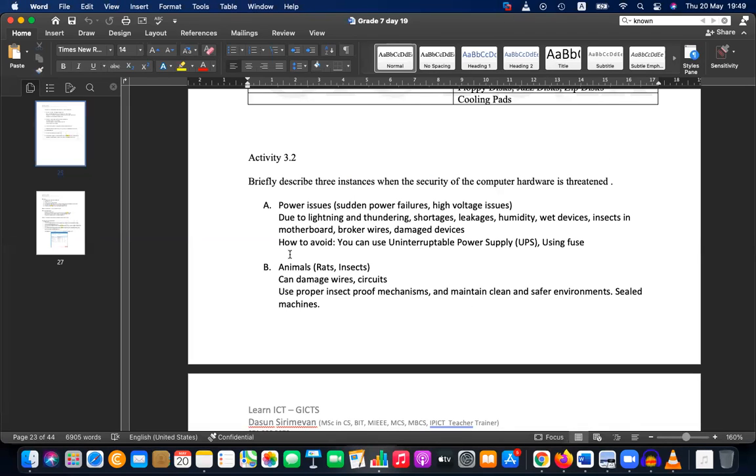So this is one solution for how to avoid power issues. Any other thing other than UPS that you can use?